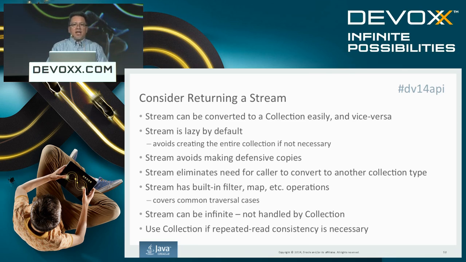So really, there's one case where you really do need to return something like a collection, and that is if repeated read consistency is necessary. So if the client needs to go over the values multiple times, and it needs to make sure they stay the same every time. And so that might change if it gets multiple streams.